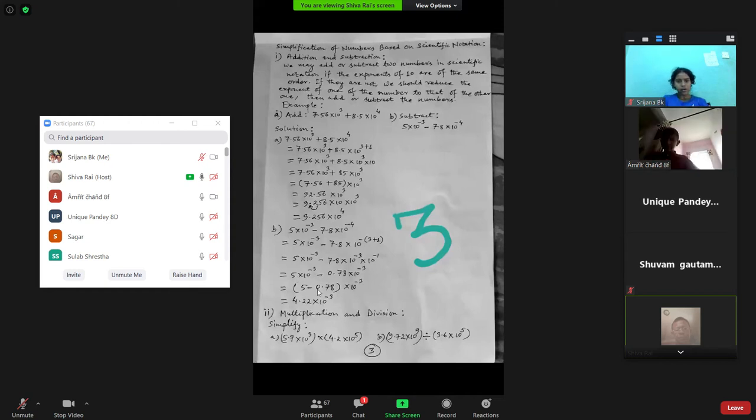and outside the bracket there is 10 to the power minus 3. Here already we are getting 4.22, which is less than 10. So it is in the form of scientific notation. It is not necessary to convert. Here itself we are getting scientific form. 4.22 is less than 10, so it is not necessary to make it less than this. So it's okay.